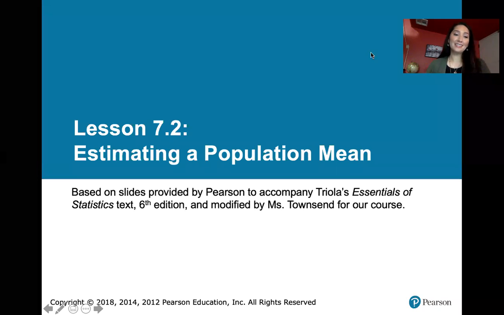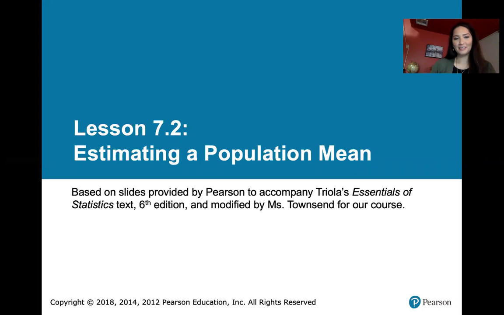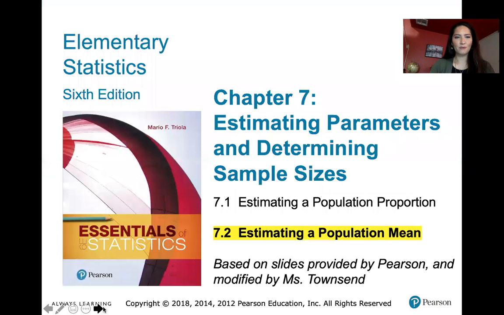This video is a lesson overview for lesson 7.2, which is about estimating the population mean. These slides are based on slides provided by Pearson to accompany our text and then were modified by me for our course. This lesson 7.2 is based on the second section of chapter 7, estimating parameters and determining sample sizes, from Essentials of Statistics 6th edition by Mario Triola.